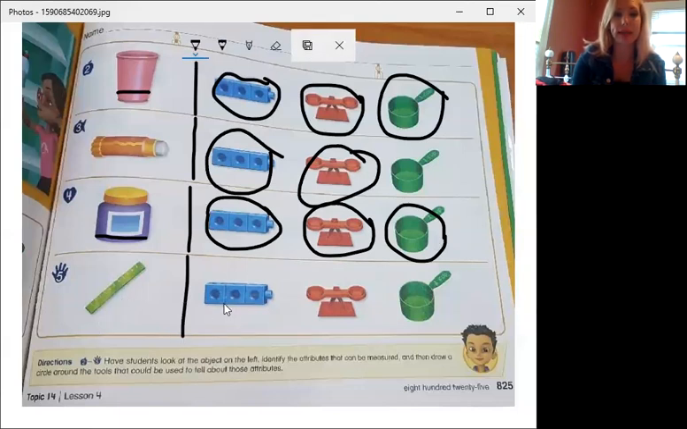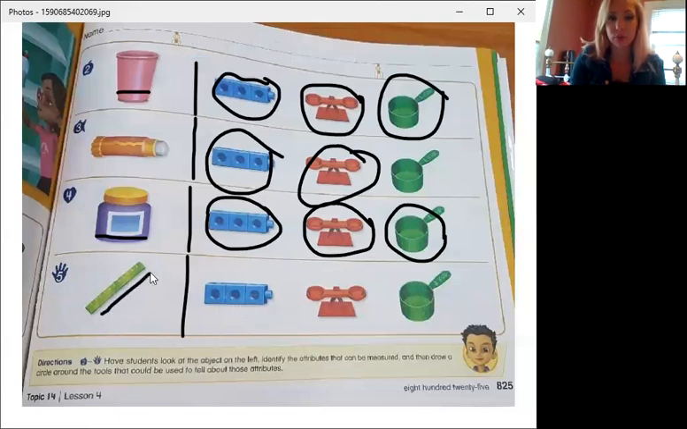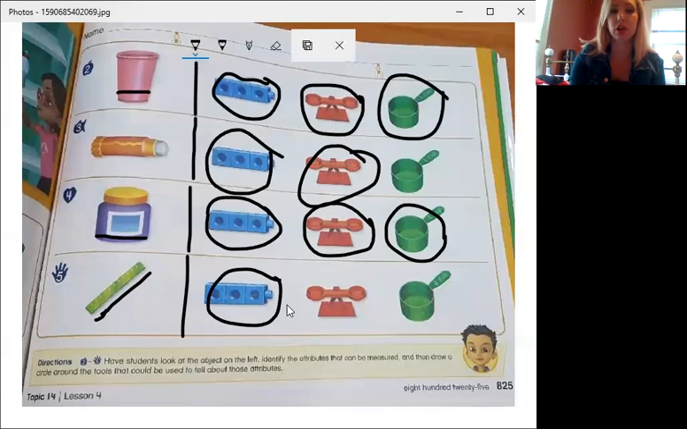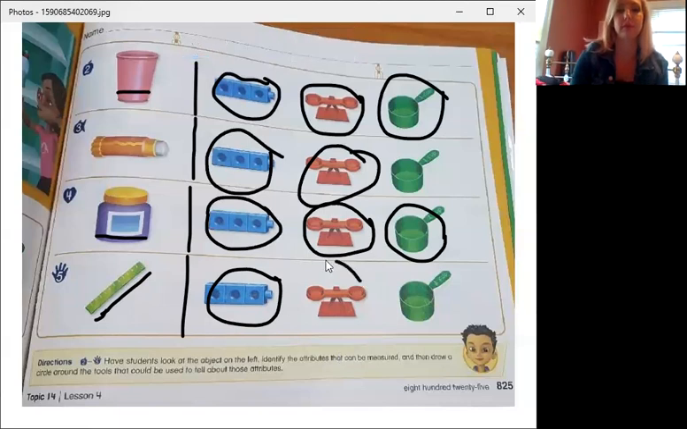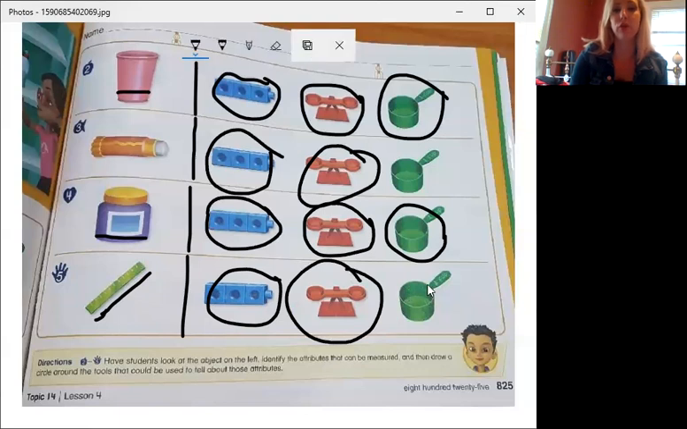Ruler. Can you put the cube train next to the ruler to measure how long it is? Yes, we can measure length. Can you put the ruler onto the scale and measure if it is heavy or light? Yes. Can you fill the measuring cup with rulers? No. All right, let's keep going. You're doing a great job.